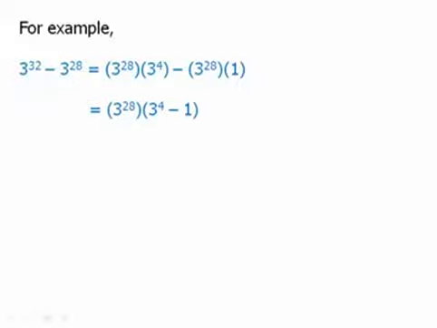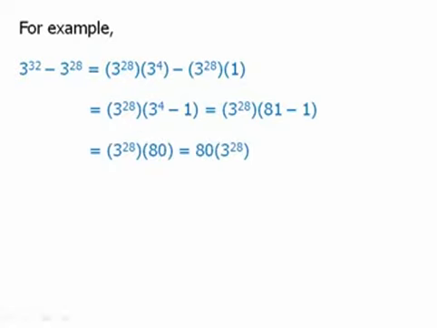Factor out 3 to the 28th, we get 3 to the 4th minus 1. Now 3 to the 4th, that's something we can calculate. One way to think about that is if you have memorized 2 to the 4th is 16. Also, 3 to the 4th is 3 squared squared. Well, 3 squared is 9, and 9 squared is 81. So that simplifies to 81. I do 81 minus 1, that's 80. And so this is 80 times 3 to the 28th.